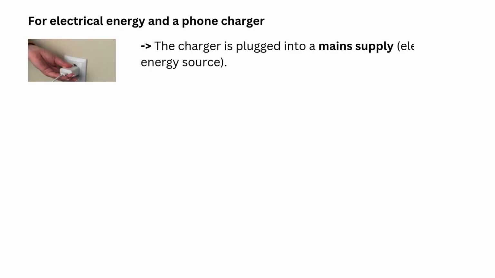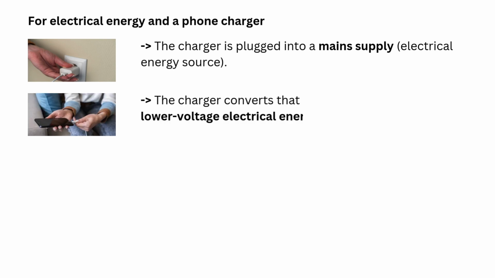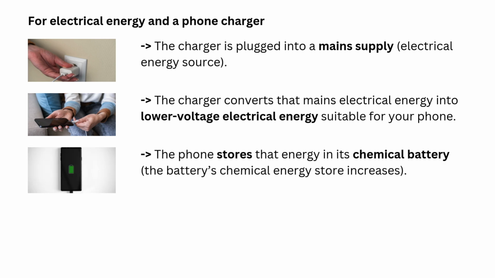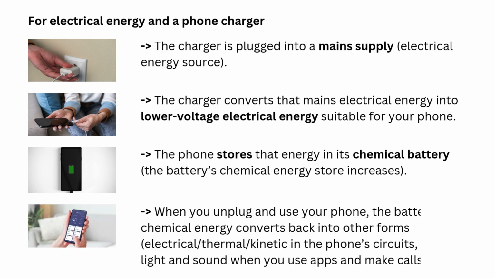For electrical energy and a phone charger, the energy path typically goes as follows. First, the charger is plugged into a mains supply, the electrical energy source. Second, the charger converts that mains electrical energy into lower voltage electrical energy suitable for your phone. Third, the phone stores that energy in its chemical battery, so the battery's chemical energy store increases. Fourth, when you unplug and use your phone, the battery's chemical energy converts back into other forms: electrical, thermal, kinetic in the phone circuits, or even light and sound when you use apps and make calls.